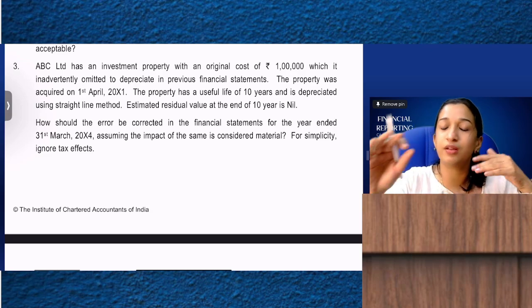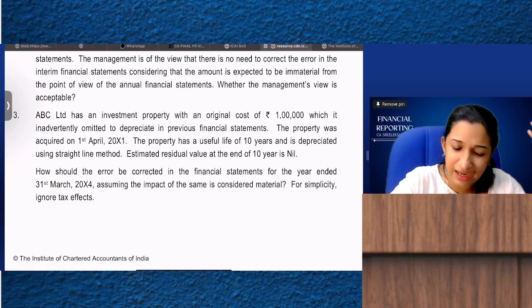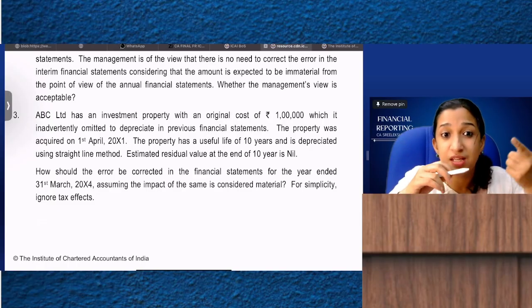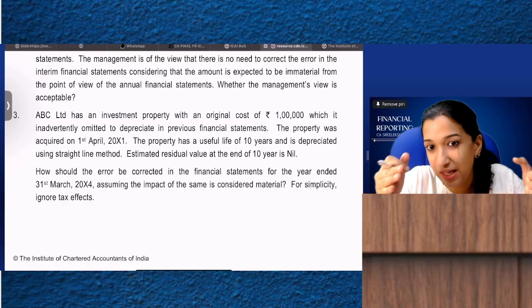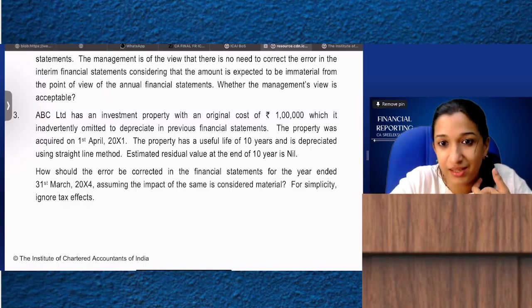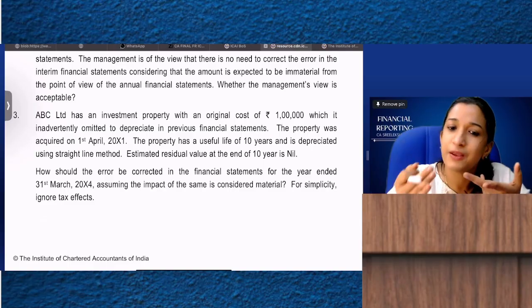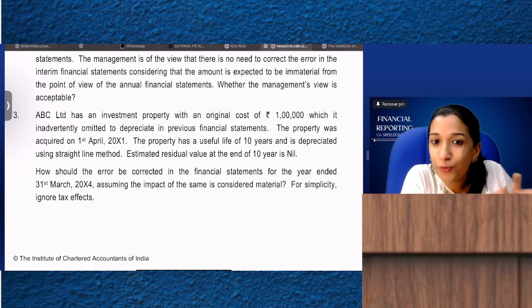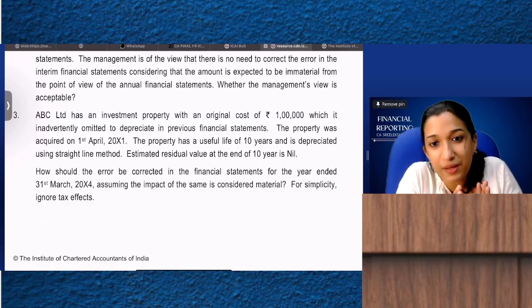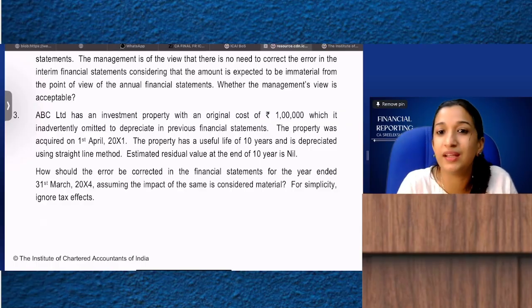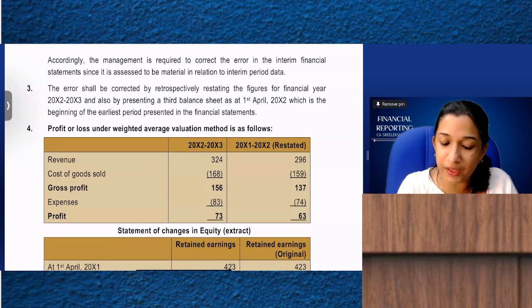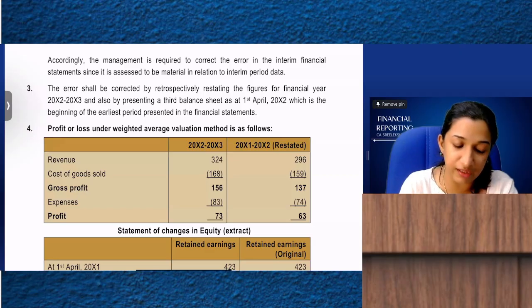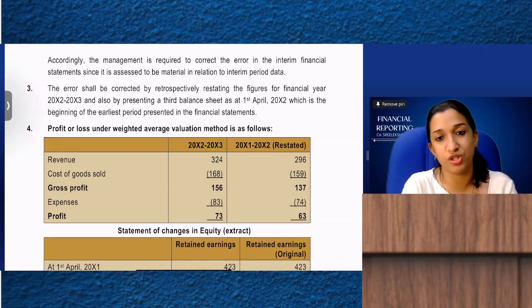You need to make the correction, that is the asset should be recorded at, if 1 lakh is the cost, useful life 10 years. So 10/11 it should have been depreciated by 10,000. So 1st April 2012 the asset should be reported at 90,000. 10,000 loss in retained earnings. Second year 80,000. Then now 70,000. The effect of current year and previous year is in P&L, and opening will give the effect to retained earnings. Okay, the error shall be corrected by retrospectively restating the figures for financial year 12-13 and also presenting the third balance sheet, which is the beginning of earliest period presented in the financial statement.